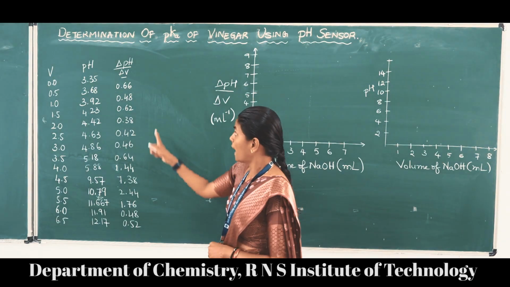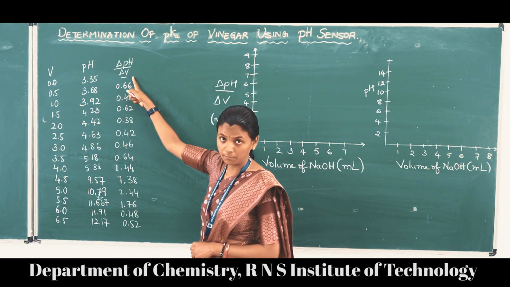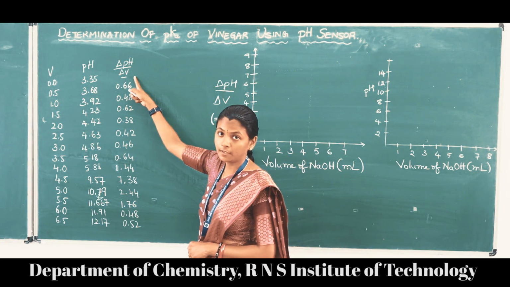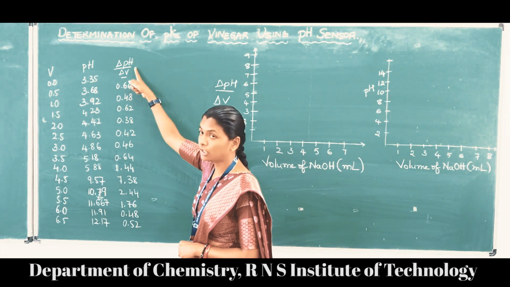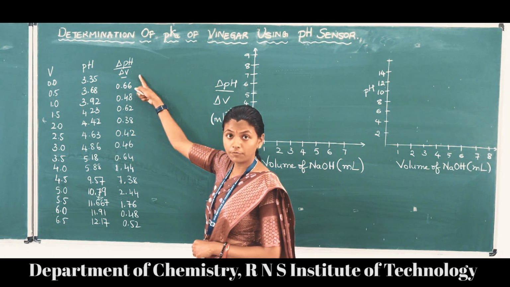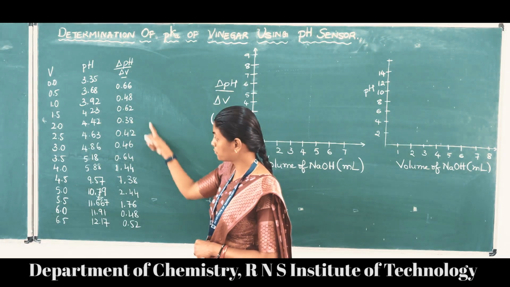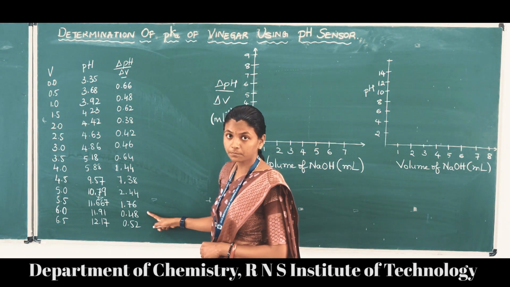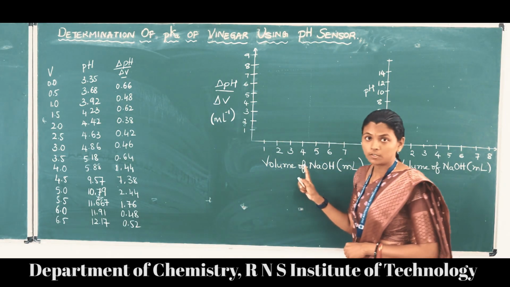After that, as we know that the delta V value is 0.5 ml, use that value in the delta pH by delta V calculations. You have delta pH, divide all those values by 0.5 and you will get delta pH by delta V, as shown here in the tabular column. Now let us use all those values in order to plot the graph.